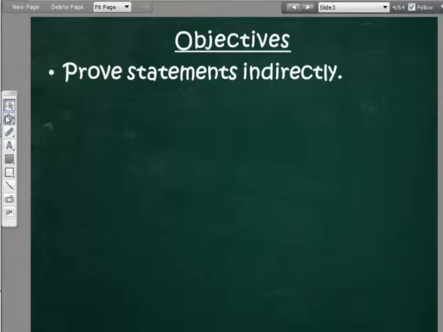A lot of objectives today, huh? Looky here, all we got to do is prove statements indirectly. Easier said than done, I bet.